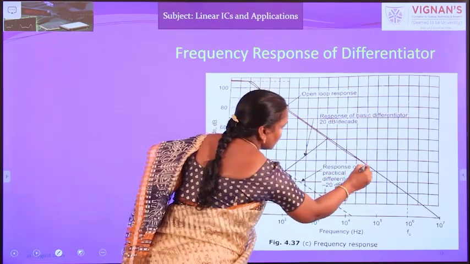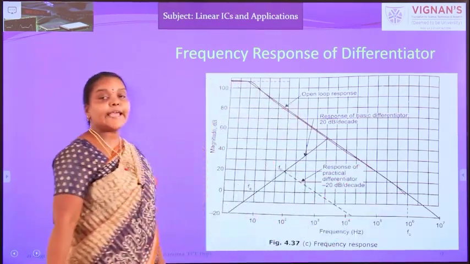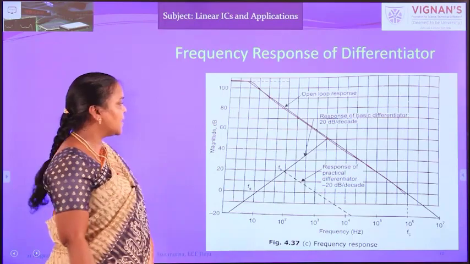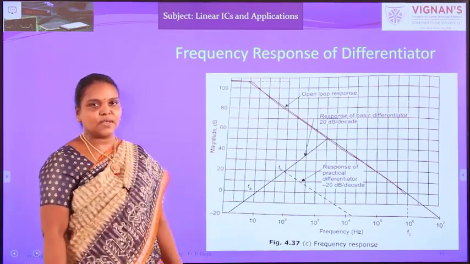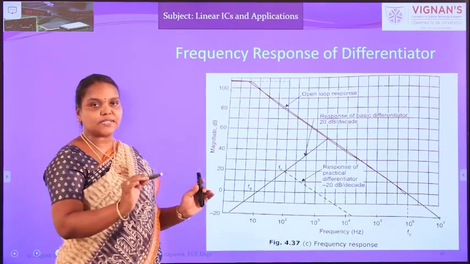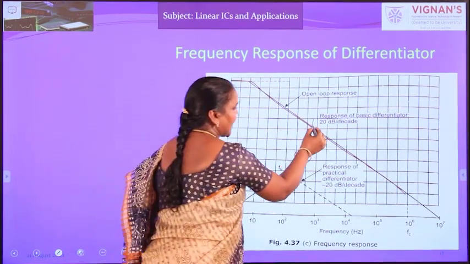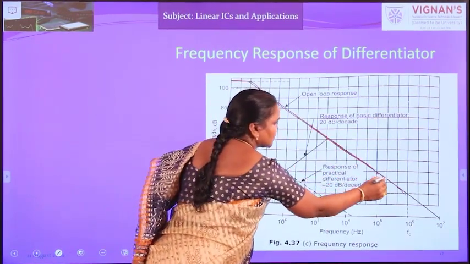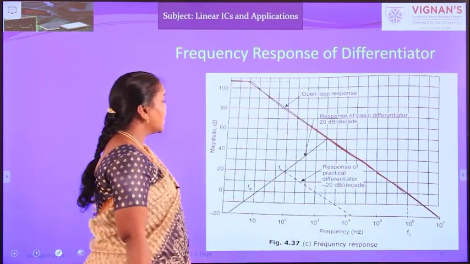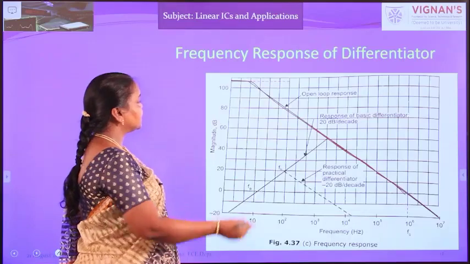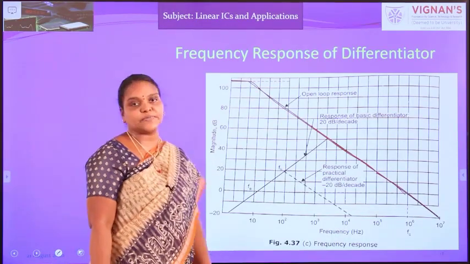So all of you know the gain bandwidth product is constant. That is, as frequency is increasing, the gain is decreasing. Okay, and it will have its limits. So according to that concept, it will have its own limits. So this is the open loop response. And next one is closed loop response.